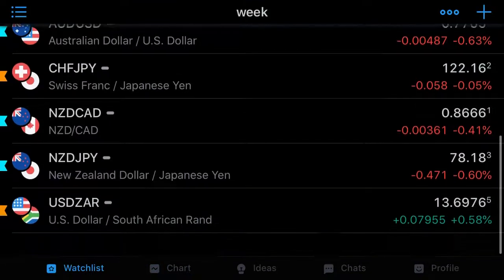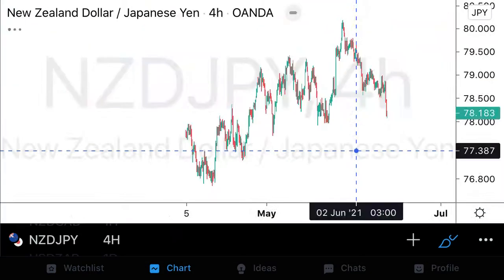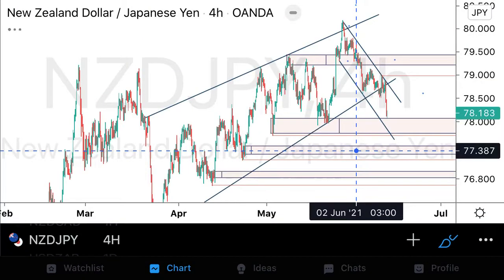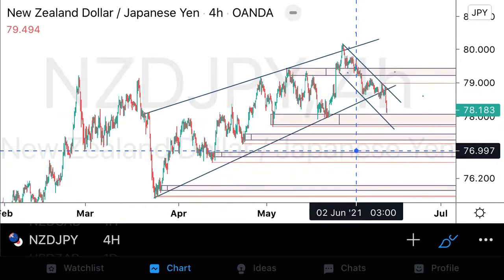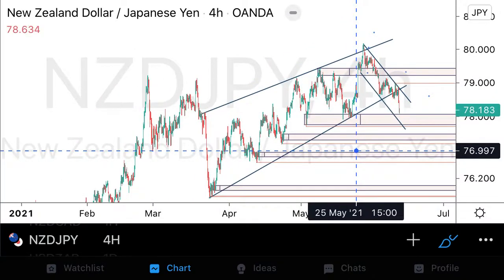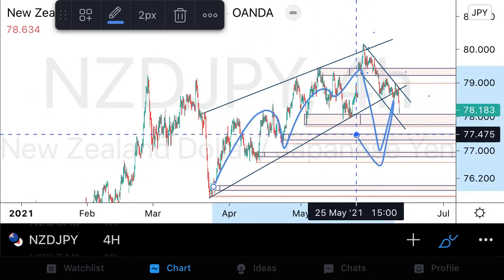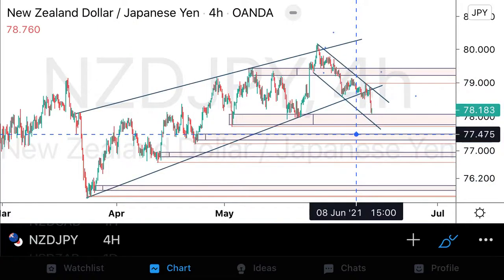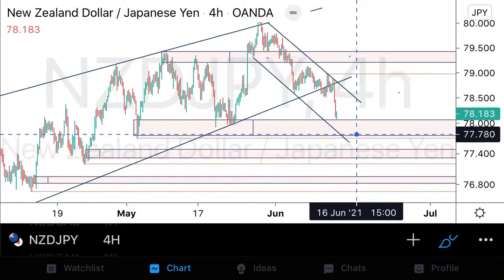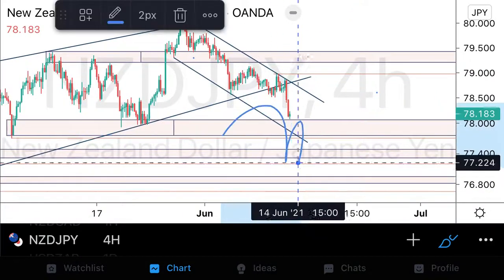Now let's go on to NZDJPY. On NZDJPY, guys, we'll stay on the H4. What we can see is that higher time frame, we do have this ascending structure here. What do we know about ascending structures? Ascending structures normally break to the downside. So we know that higher time frame, we're expecting a violation of structure to the downside.